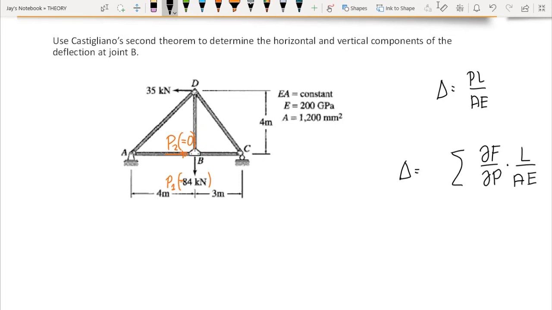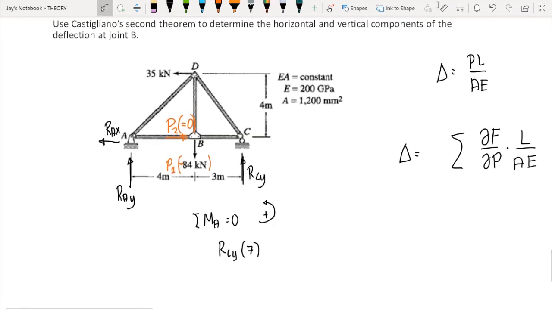So the first thing we do here is, of course, compute the reactions. We have the reaction at A, let's say RAY. We also have RAX, let's assume the direction. And we have RCY. So we sum up moment at A equals 0, counterclockwise moments are positive. So we have RCY times 7, that is the moment arm. Then we have the 35 kilonewton at point D, so plus 35 times 4, that is the moment arm. Then minus P1 times 4, and this ends our equation, which equals 0.